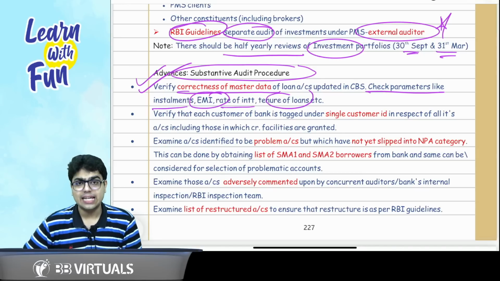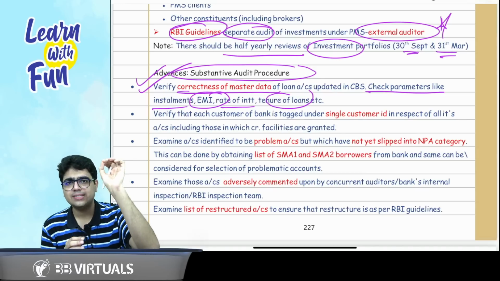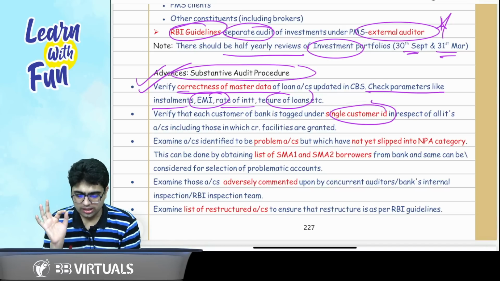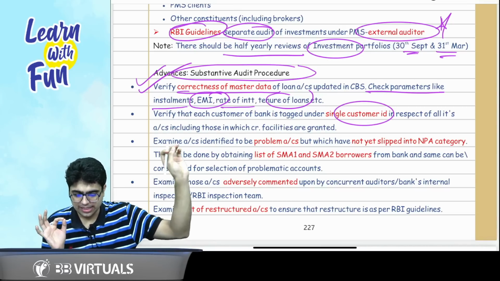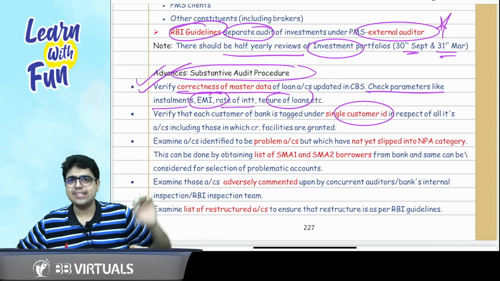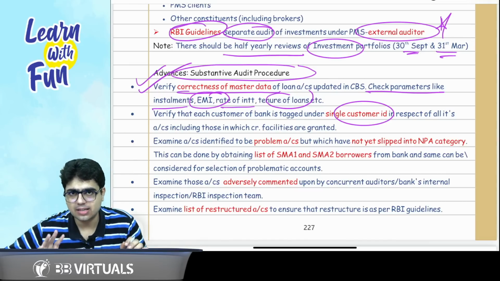Next thing, every customer should have a single customer ID. All the accounts should be linked to that single ID. Got it, sir? So in that master data, make sure you check the second thing: all customers are having a single customer ID.